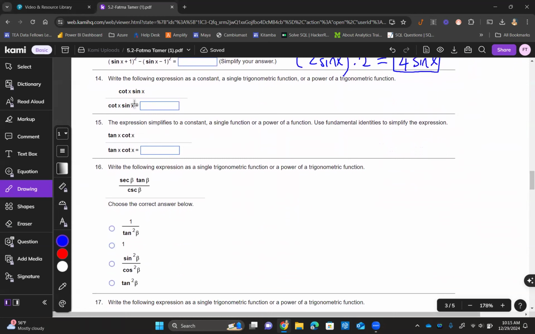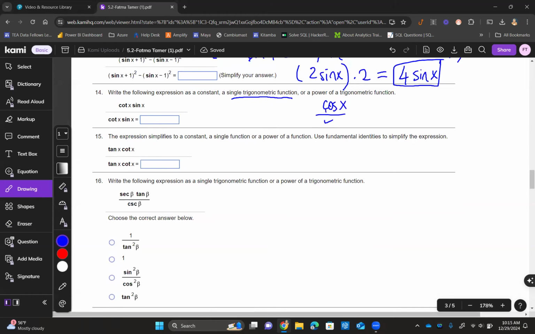Number 14 is another simplification, and they want me to write it as a single trig function. Instead of cotangent of x, I can write its equivalent, which is cosine x over sine x, and then I'm multiplying it by sine x. The top sine x and bottom sine x cancel out, and the answer just becomes cosine of x for number 14.